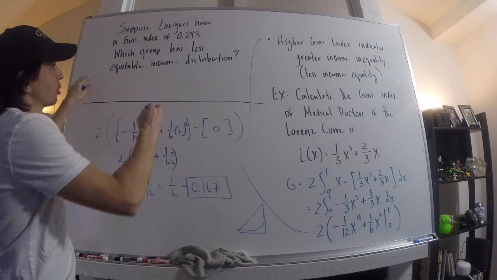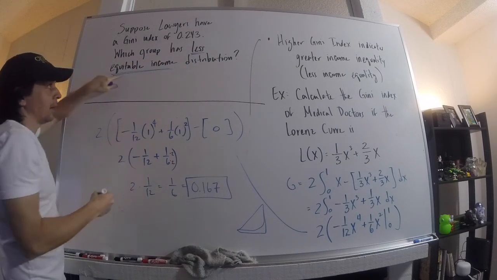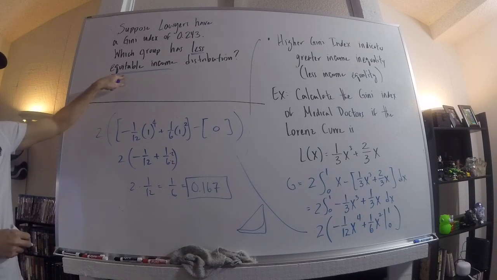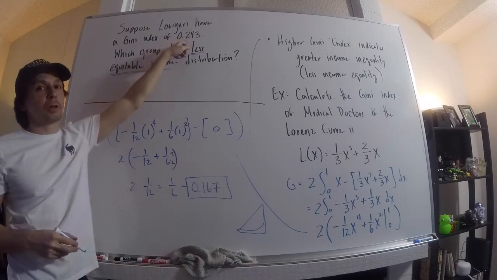Anyway, let's make sure we know what we're asking. Less equitable income, less fair, so more unequal. And the higher one is more unequal. So which one has less equitable? Well, which one is less fair? Lawyers.